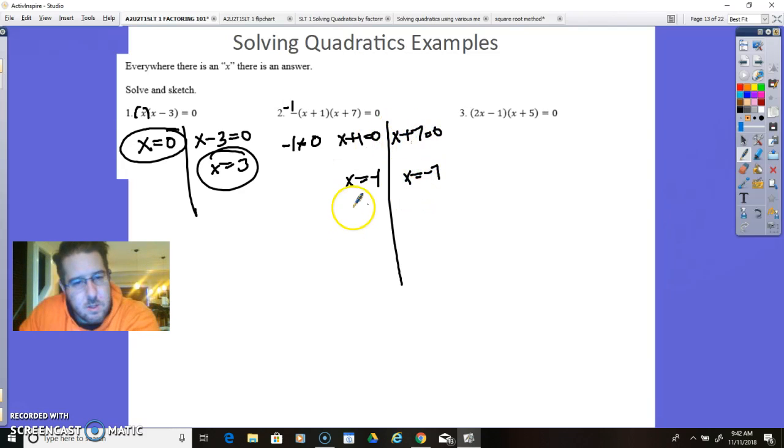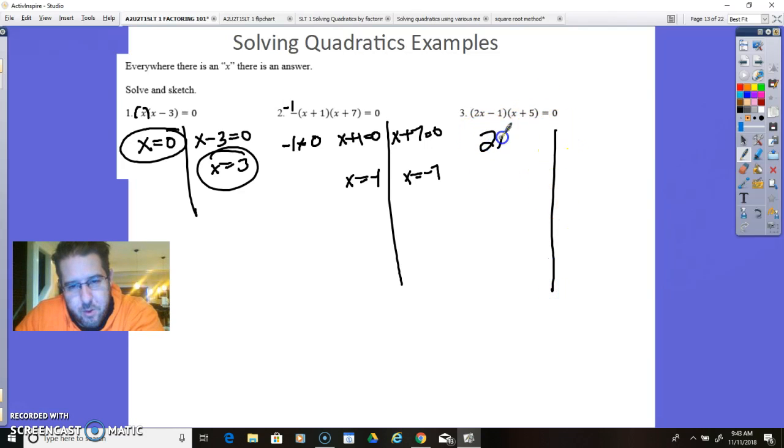negative 7. So if you put negative 1 into this parenthesis, negative 1 plus 1 is 0, and negative 1 plus 7 is 6. 0 times 6 is 0. Because it didn't matter what this one is. This one was 6. Doesn't matter. Once this one was 0, anything times 0 is 0, so it works.